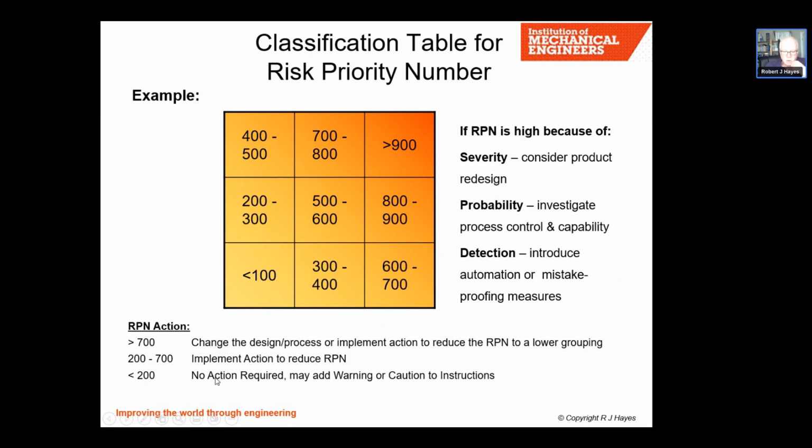But less than 200, then we won't do anything. We will monitor it, but we won't do anything at the moment. But consider if the severity is high, you may need to redesign the product. If it's the probability of occurrence that's high, then think about how reliable your processes are. And if it's detection that's an issue, what can you do to introduce automation or mistake proofing measures? Because that gives you a little bit of a steer as to where you're going to go next with this and how you're going to address the issues of risk.